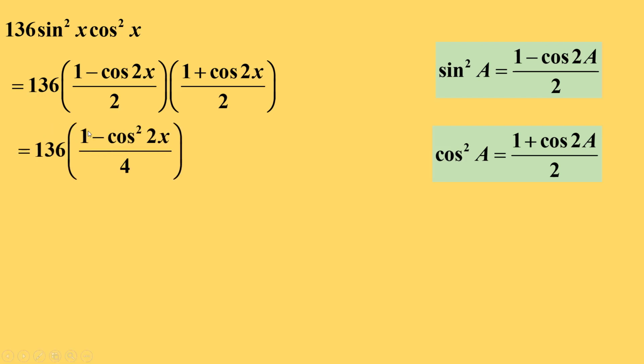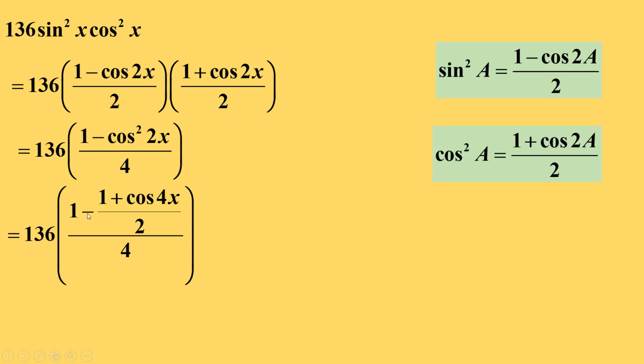So 136 times 1 minus cosine squared 2x. And of course, on the bottom, we just get 4. I still have a second degree trig term here. So I'm going to use the formula again for cosine. Notice again that our argument is 2x, right? Right here where they have a, we have 2x. So when I use this formula, I've got to do 2 times a, or 2 times 2x. And so I get 1 minus 1 plus cosine 4x over 2, just applying the formula.